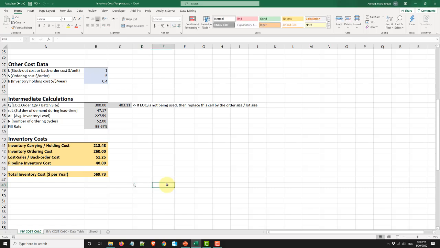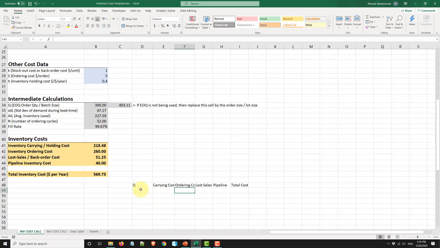Okay, our batch size is Q, and that's going to be our total cost. Actually, let's do this. We can do carrying cost. We can do lost sales cost. We can do all these four actually. Let's do all four: ordering cost, lost sales, and pipeline, and then the total cost.